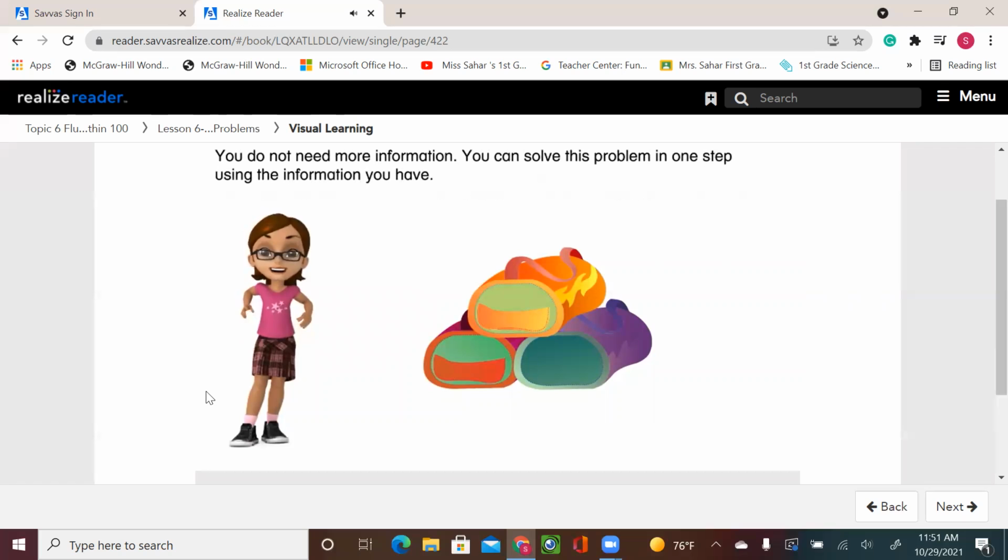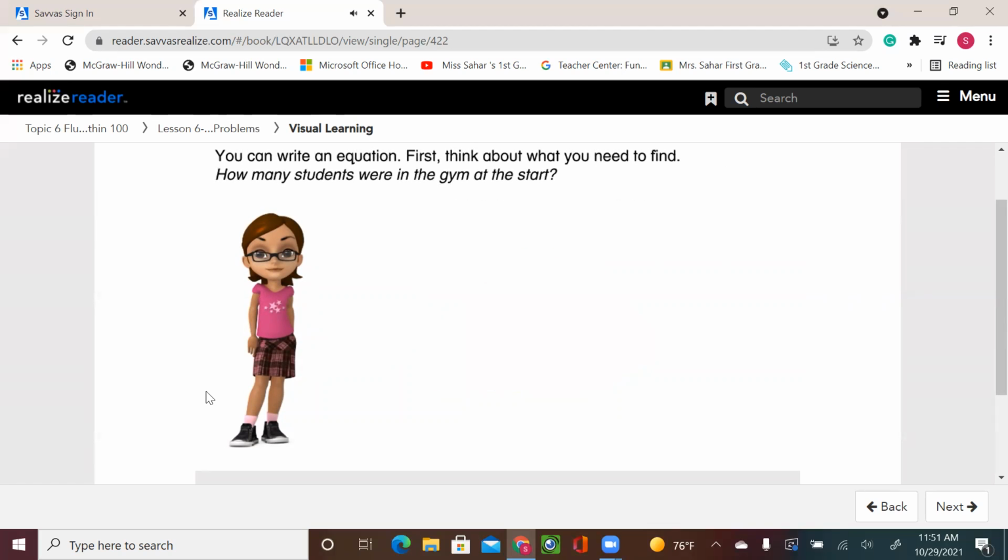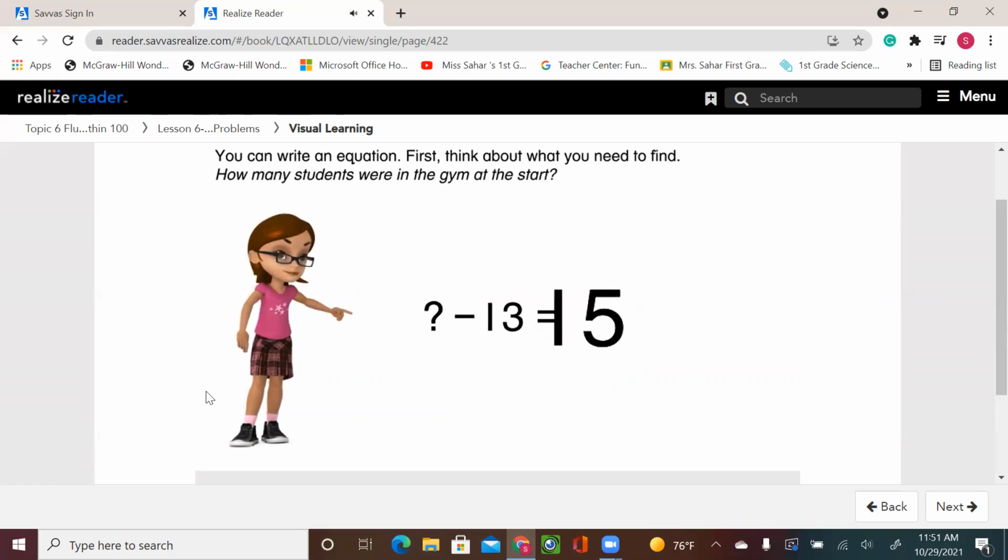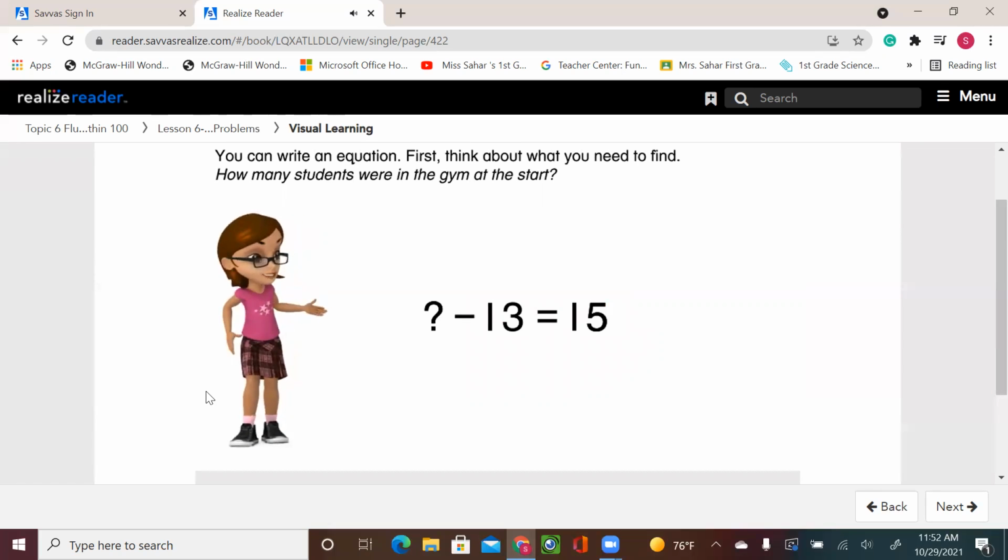You do not need more information. You can solve this problem in one step using the information you have. You can write an equation. First, think about what you need to find. How many students were in the gym at the start? You can use a question mark to stand for the unknown.